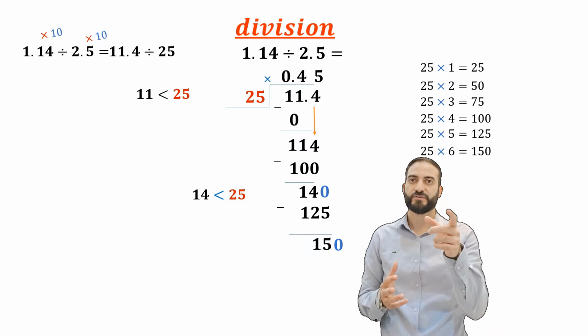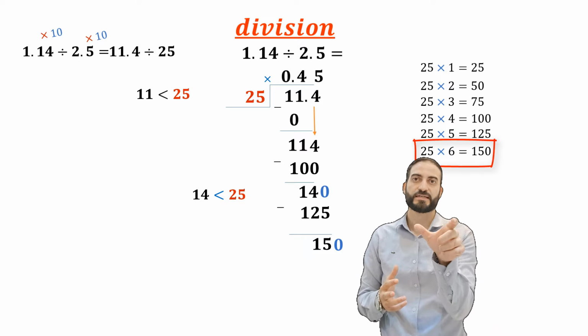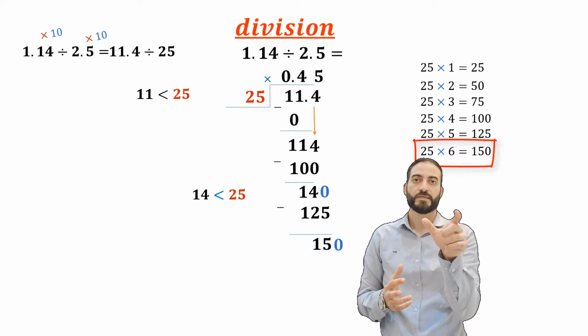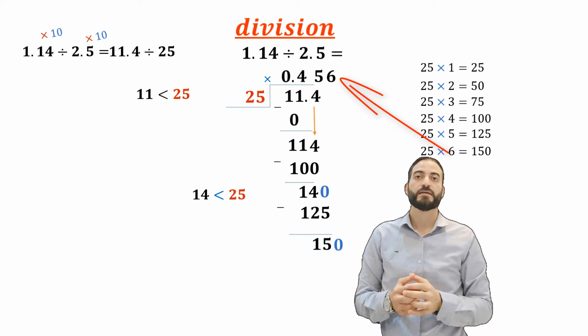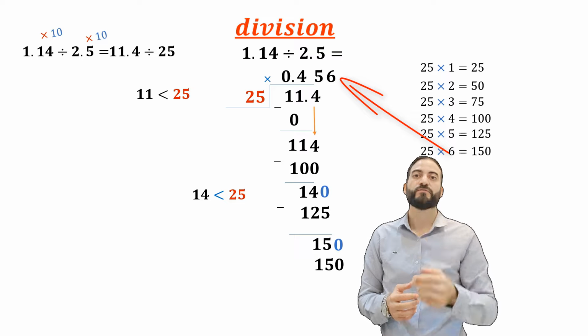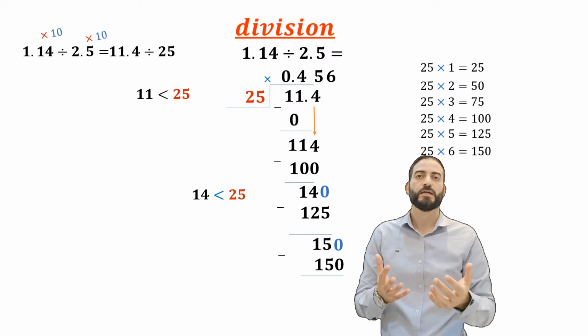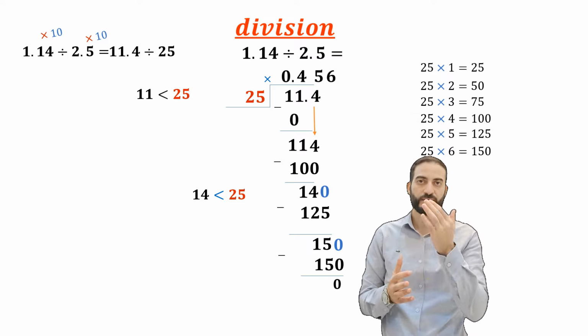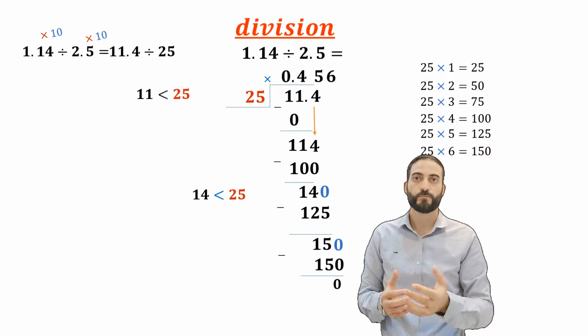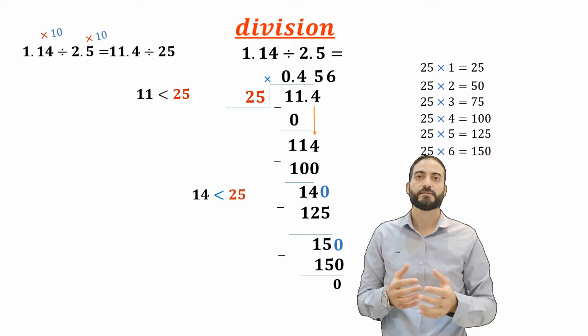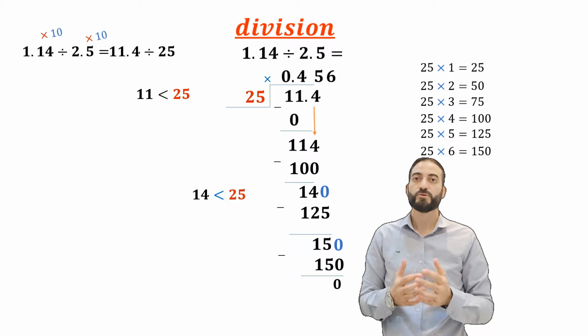We find that 150 here is 25 times 6 equal 150, and put the 6 here and immediately multiply it by 25 to get 150 and do subtraction. 150 minus 150 equal 0. The process ends here. Now we move here.